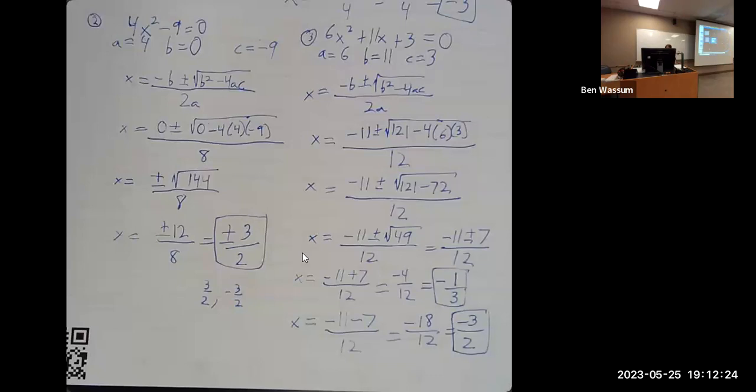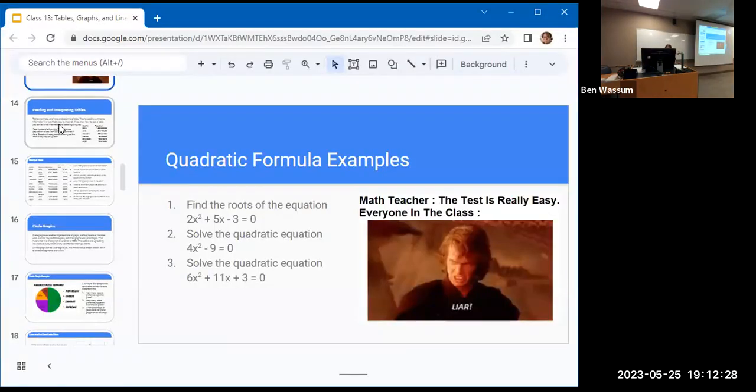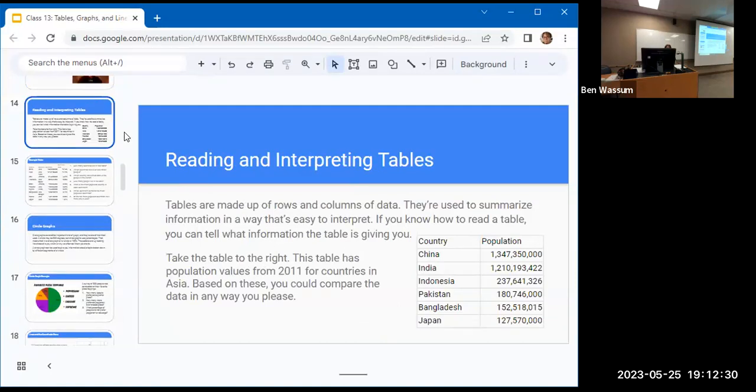I think we're content with leaving that behind. Our next subject is reading and interpreting tables. So this is pretty simple, right? For the most part, we've all kind of seen tables already. The next one is circle graphs. We've all seen circle graphs already. It's all just about being able to extrapolate information from what it is we're working with.